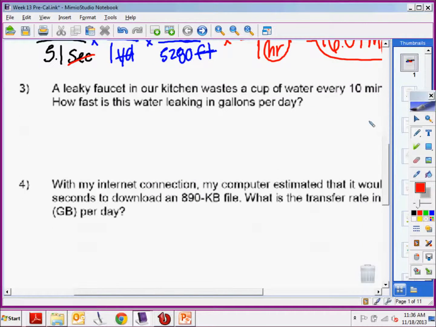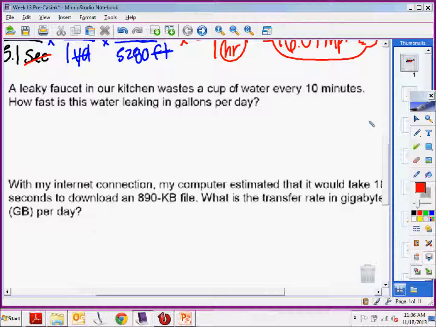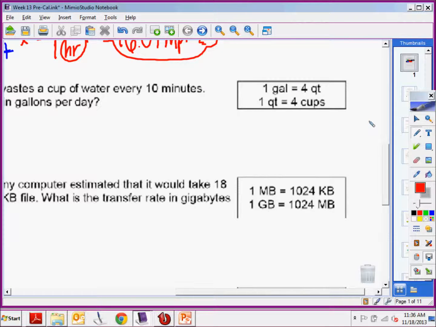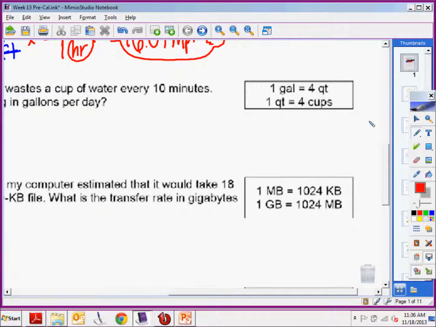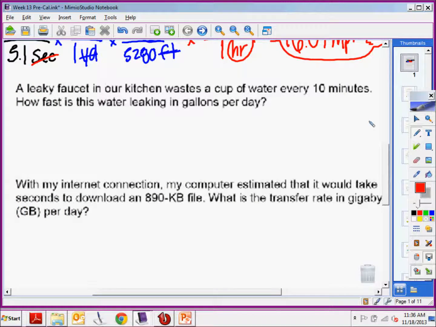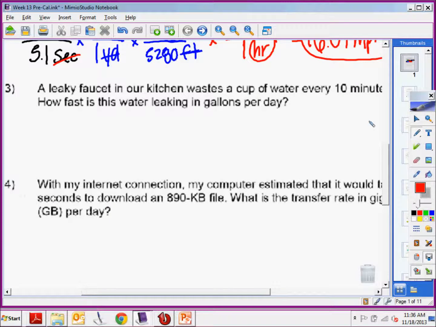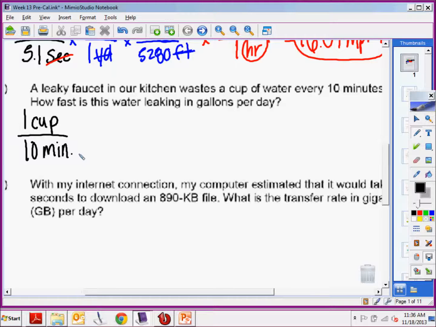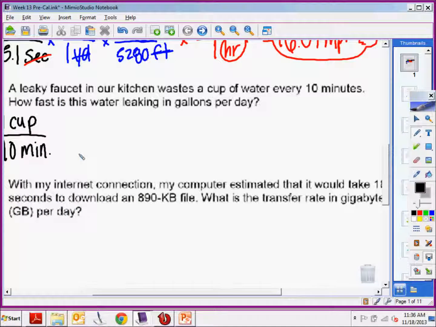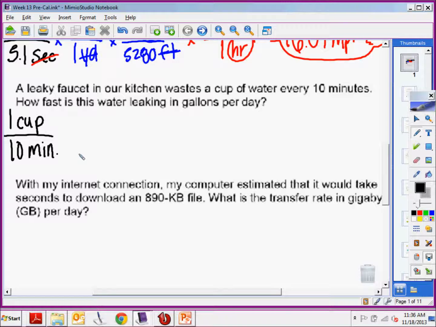All right, number 3. Now we have a leaky faucet in the kitchen. Remember earlier we talked about the gallon man? Here's our gallon man being put to use. A leaky faucet in our kitchen wastes 1 cup of water every 10 minutes. When a problem says "a," that stands for what number? 1. So 1 cup over 10 minutes. I want to know by the end of the day how many gallons of water I have used.